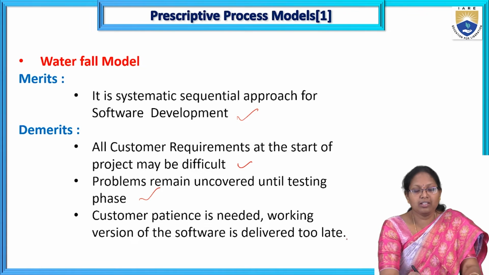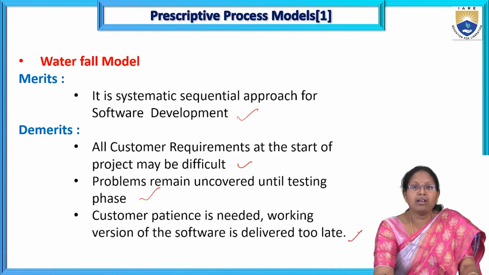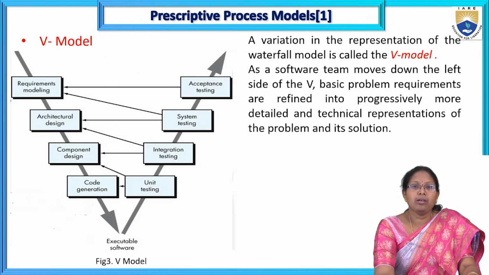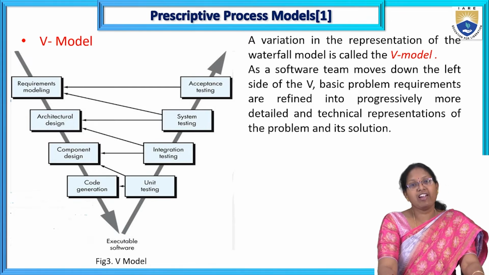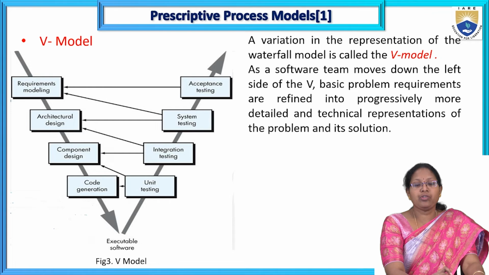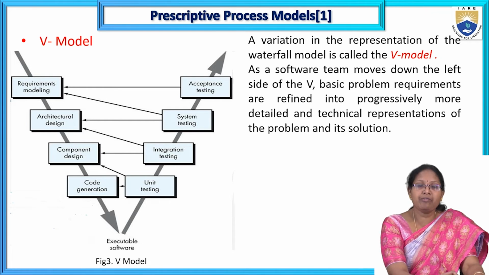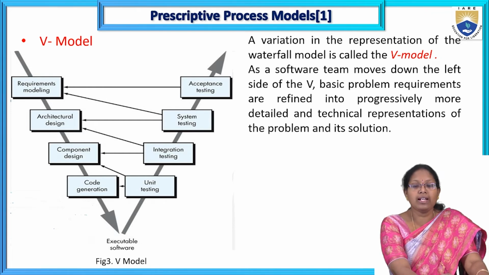That's why these are the major demerits in the waterfall model. Next, let's go for one more model, that is the prescriptive process model, the V model. V means verification and validation model. It is a variation of the waterfall model, called the V model.